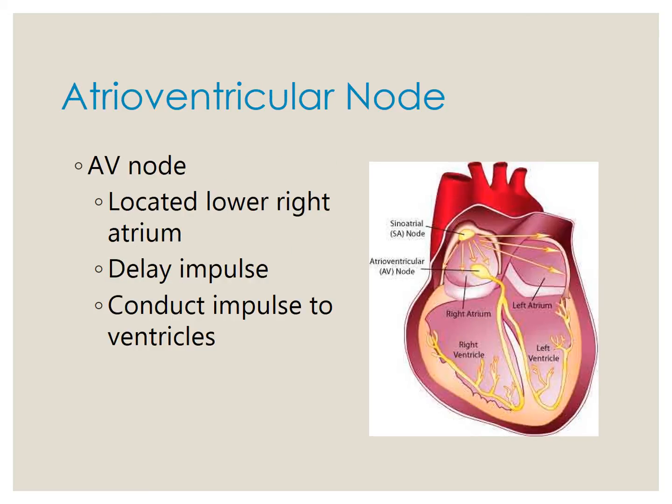Your atrioventricular node, which you can see there, is located up in the lower right atrium. It's above the base of the tricuspid valve. This delays and relays impulses to the ventricles. So this is kind of telling the heart when the blood is going to progress into those ventricles.